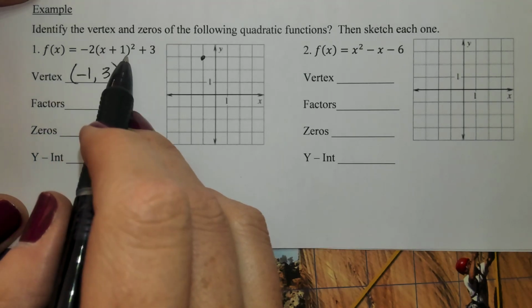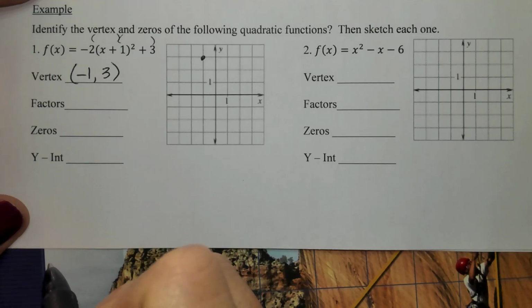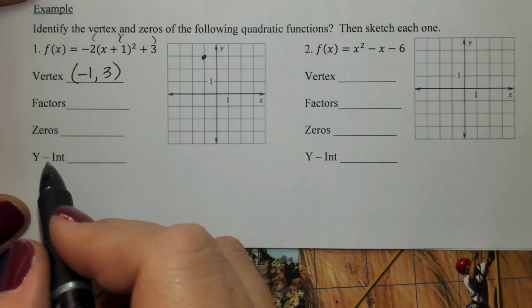Factors, those would be kind of tricky. I don't have this factored out. It's not in like 2 parentheses where I can pick out my factors. Also, my zeros are kind of tricky. I'm going to have to FOIL all that out, which is going to take a little bit of work.